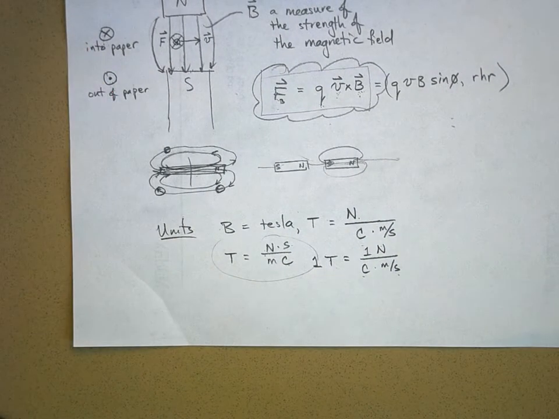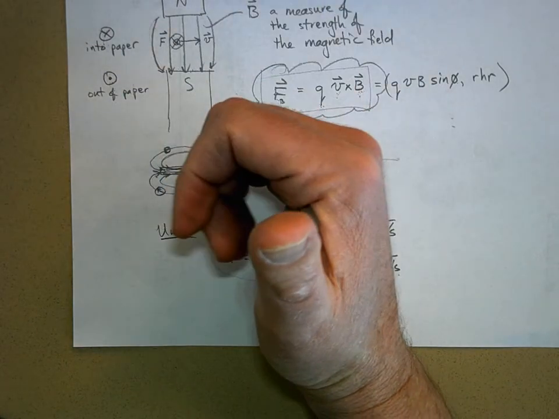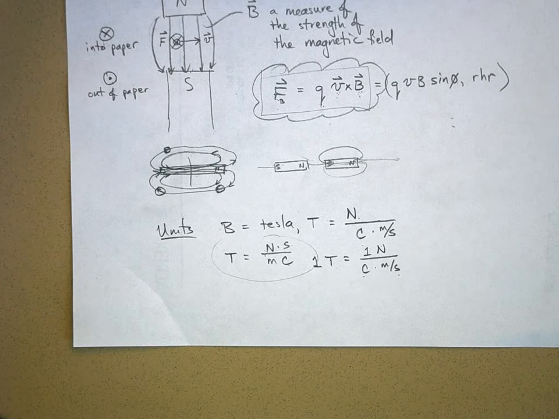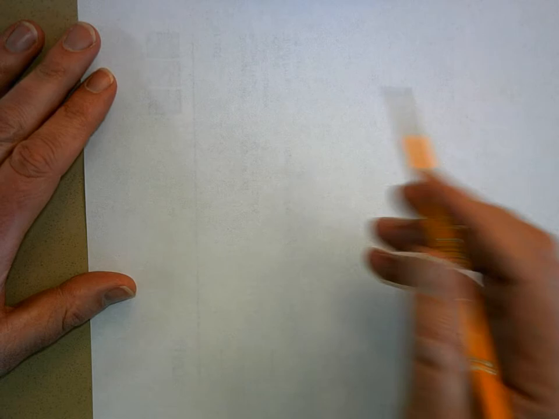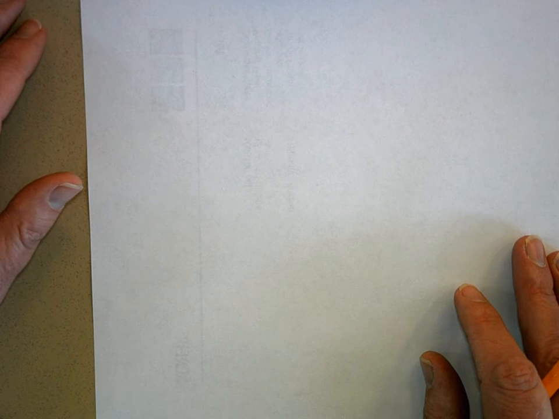So now what I want to do is do a couple of drawings, and I want you to get used to using that right-hand rule, because it just takes a little bit of practice. I'm going to give you 4 problems to do. I'm going to draw a magnetic field, give it a charged particle, and give it a velocity vector. You have to figure out what the force is, what direction it's in.